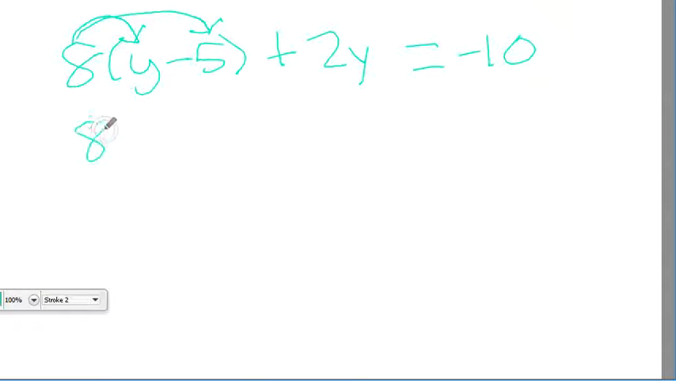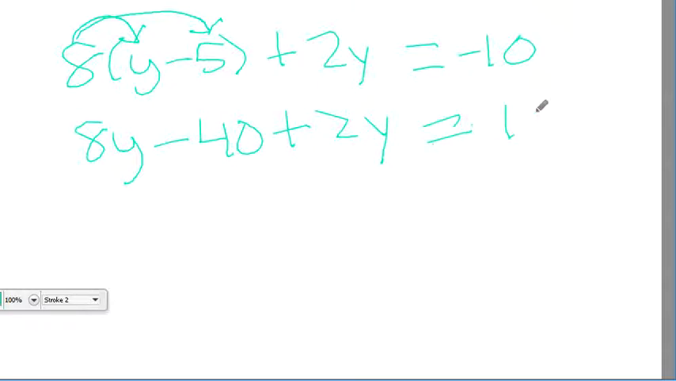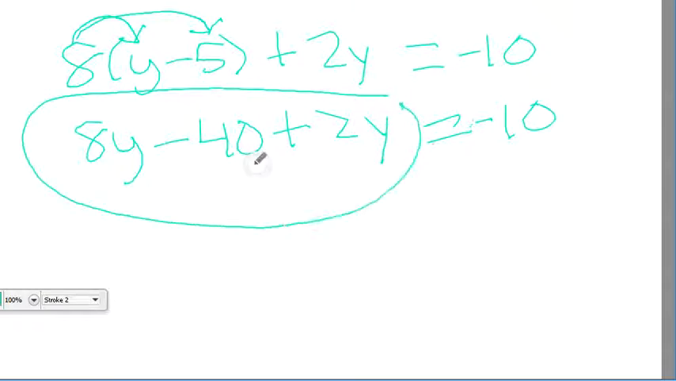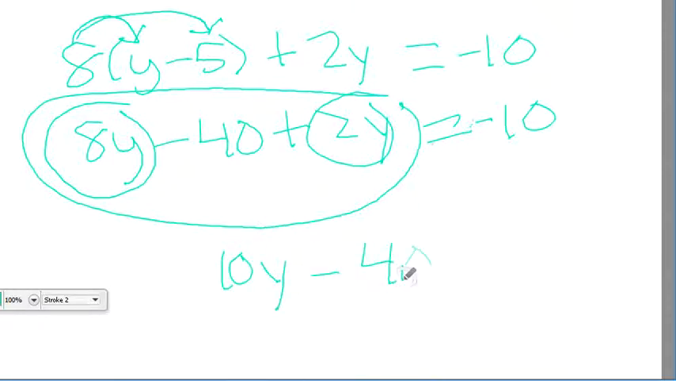So here we go. 8 times y is 8y. 8 times -5 is -40. Then we have plus 2y equals -10. We're going to continue simplifying from there, because on this left side we have some like terms. We have 8y and 2y that we can combine, and that would give us 10y, minus 40 equals negative 10. Now, after we've simplified, we are ready to solve our equation.